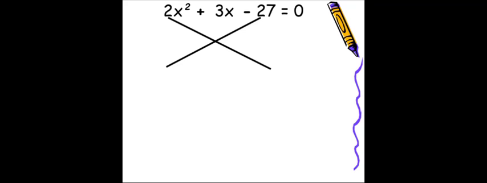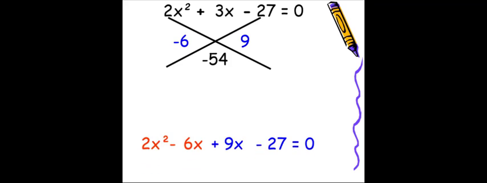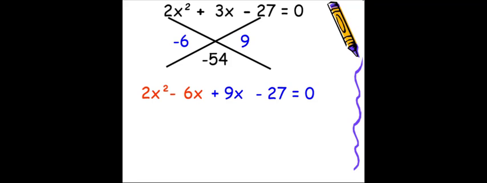2 times -27 is -54. So what two numbers multiply to give us -54, but when we combine these two numbers by addition, we'll get 3? And that would be -6 and 9. Now we're going to factor by grouping since the leading coefficient is not a 1, so we're going to rewrite it. And remember, this plus 3x is the same as -6x plus 9x. So when you have a -6 plus 9, that's equal to a positive 3.